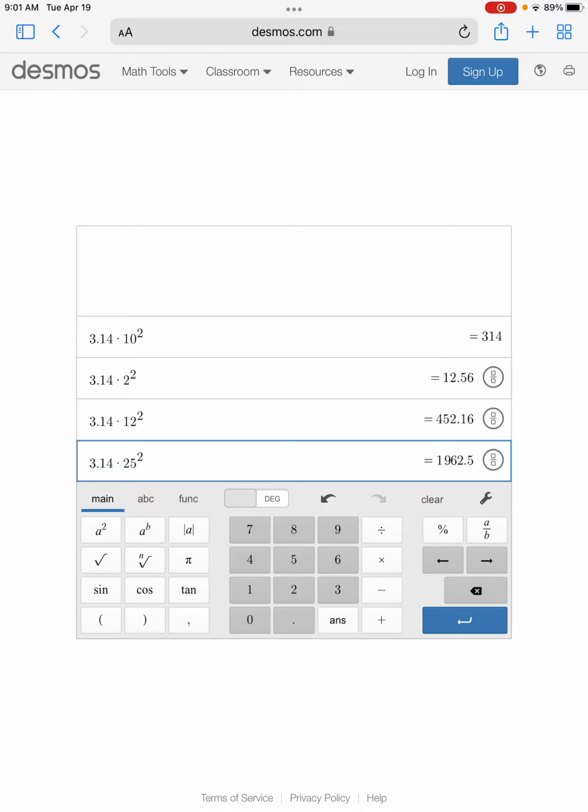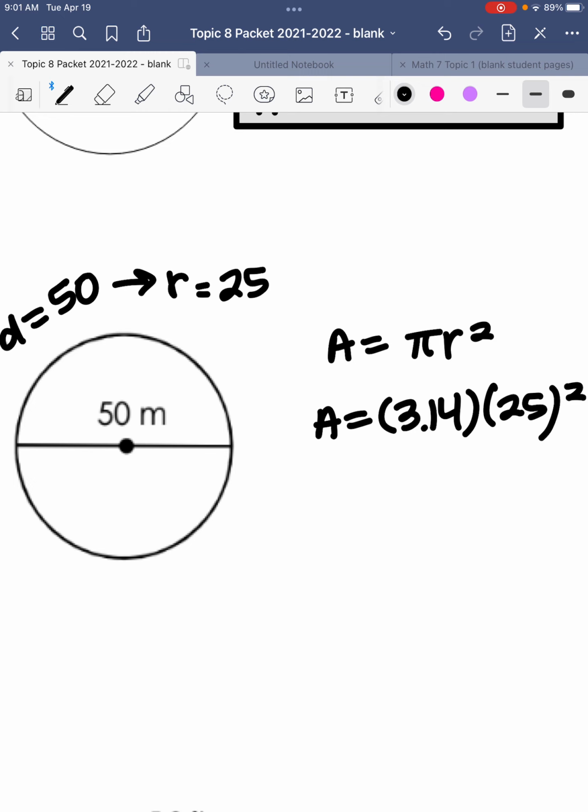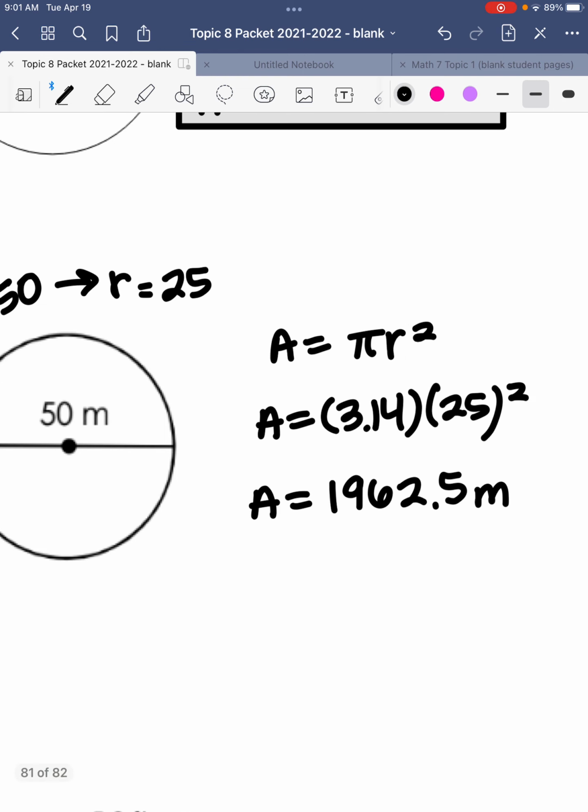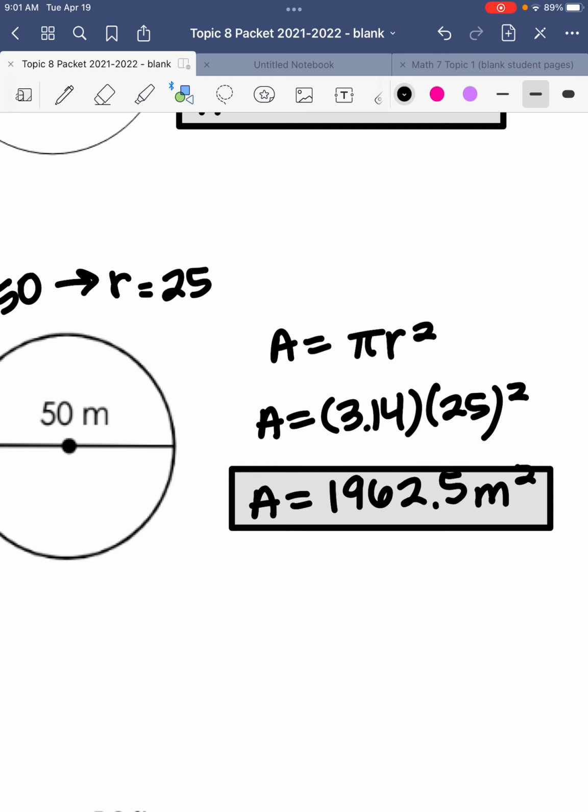I get 1,962.5. So the area is 1,962.5 meters, and don't forget to square your unit. 1,962.5 meters squared is our answer.